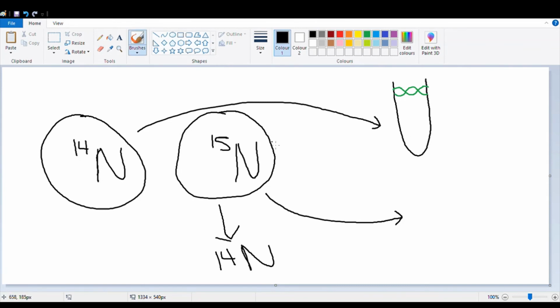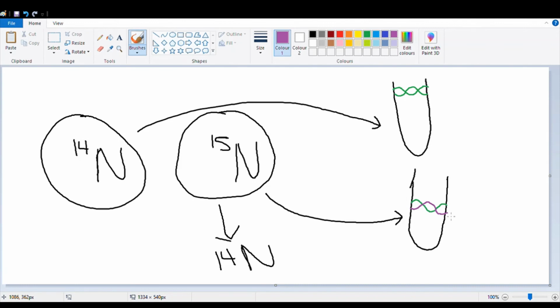What they discovered instead is that after another round of DNA replication. So like I said, they've taken their DNA that's been replicating in this heavy nitrogen, they've transferred it to light nitrogen for another round of replication. And what they discovered was that a band formed in the middle of the test tube. So this band had an intermediate density, which could only mean that it contained one strand of DNA that contained only light nitrogen and one strand of DNA that contained heavy nitrogen.